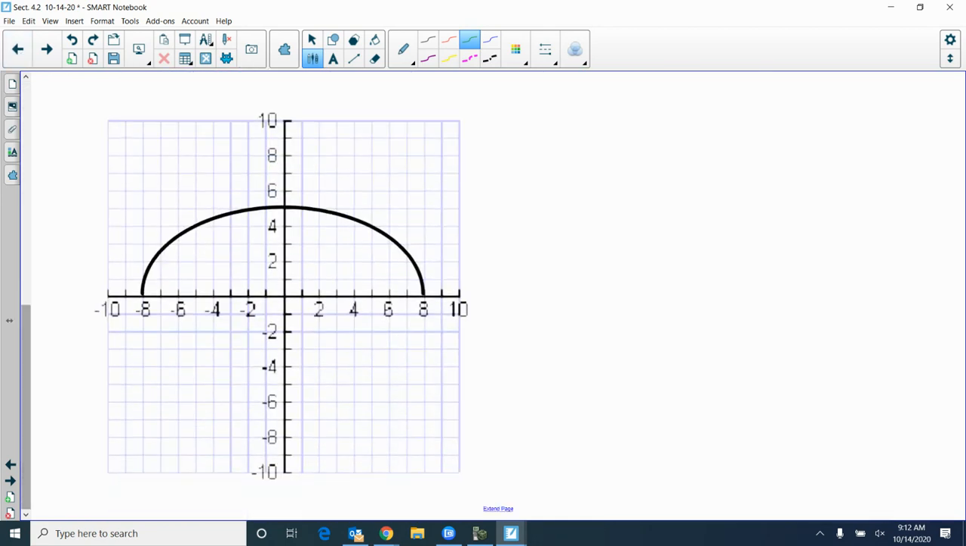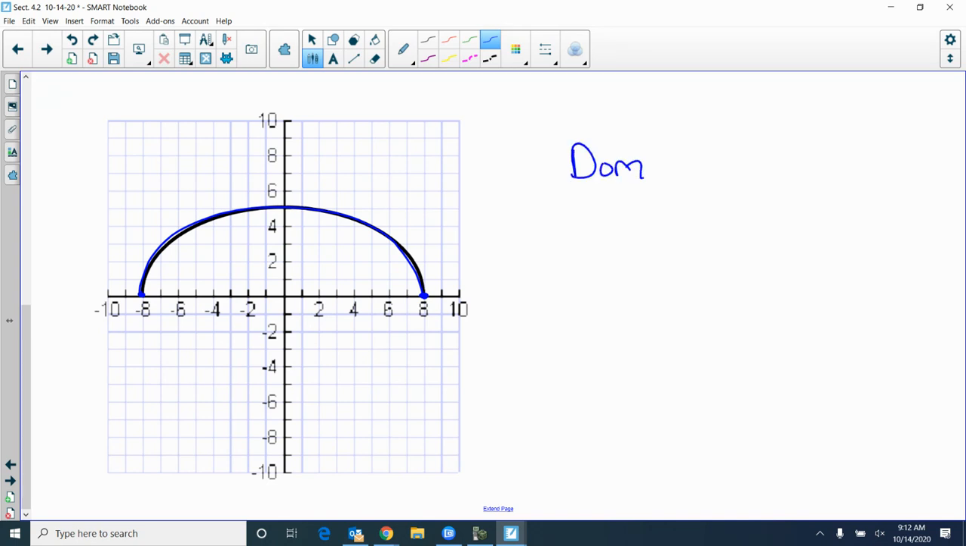Look at this one here. Same thing, it's continuous. This is that bottom one here. It starts at -8, goes around, and ends at +8.